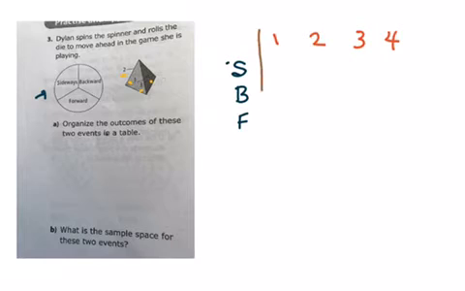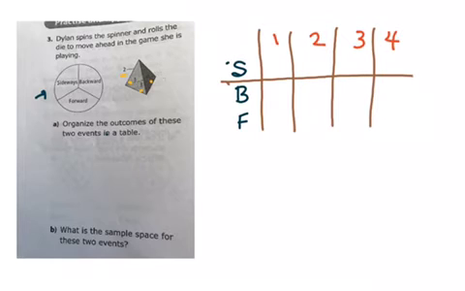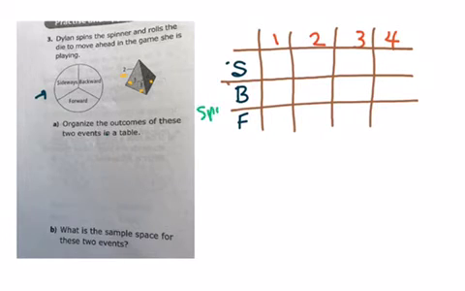Now we need to create the table for it. So sideways, backwards, forwards, we can say we do the spinner first, and then we do the die second. Spin first, roll second. Okay? All right, so we're creating the table. If we spin first, let's say we get sideways, and then in this one, it's sideways 1.